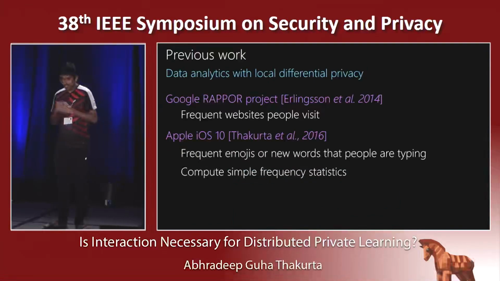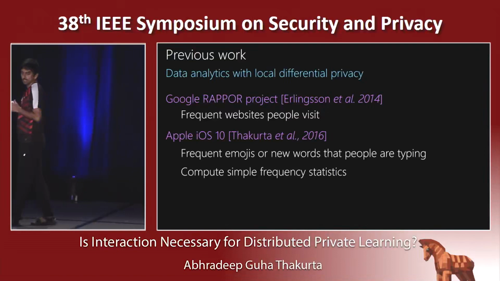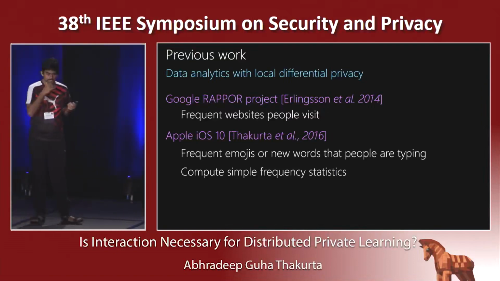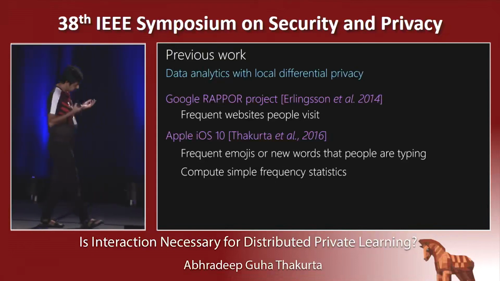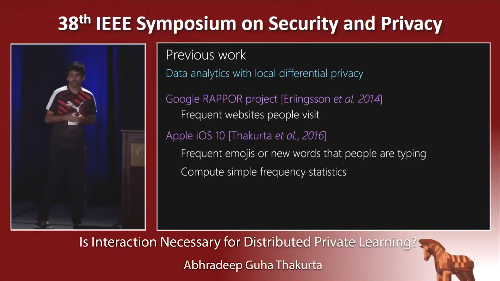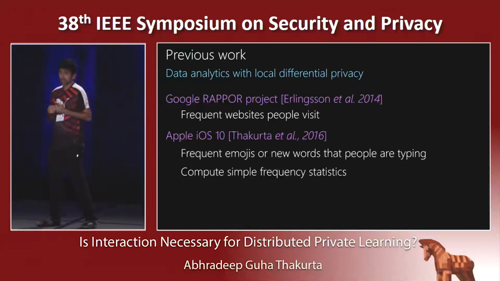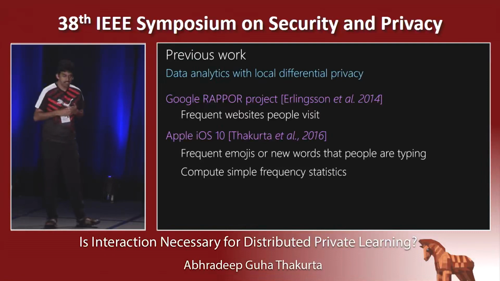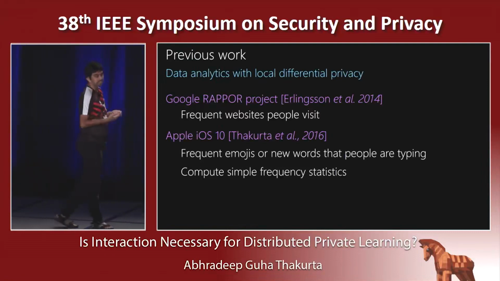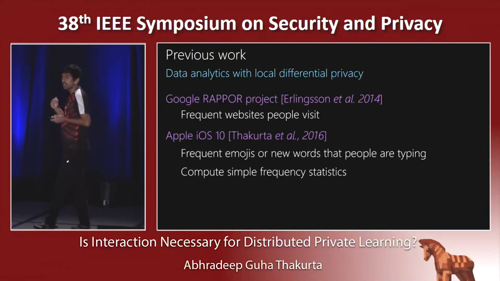Differential privacy, or in fact local differential privacy, has gained some traction in recent years. In 2014, Google RAPPOR designed algorithms to figure out frequent websites people visit. I was also fortunate to be part of the work in which Apple introduced differential privacy in iOS 10, which is about figuring out frequent emojis or new words that people are typing. But all this boiled down to computing simple frequency statistics.